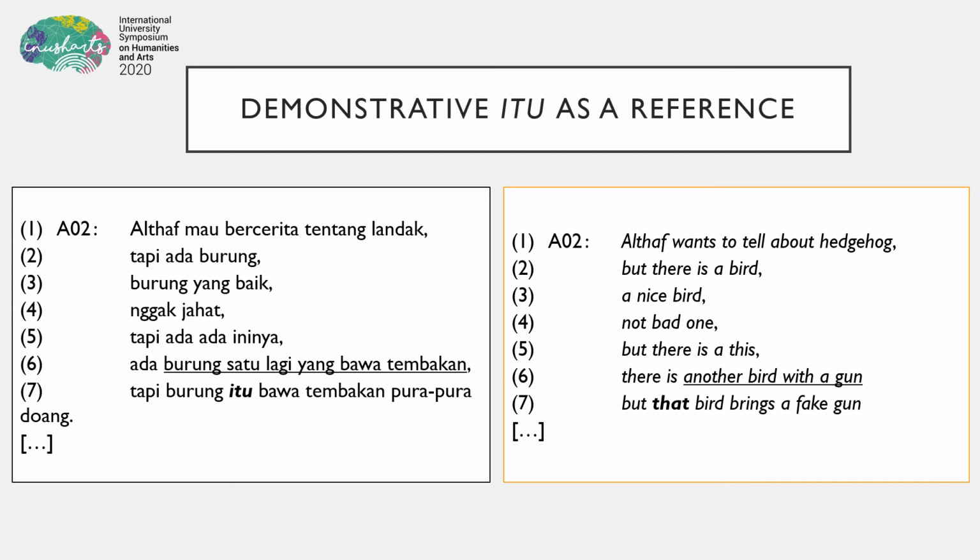Another bird with a gun. Burung satu lagi yang bawa tembakan. So he doesn't mean a bird that is not mentioned yet, but he has already stated, burung satu lagi yang bawa tembakan. So it is one of the ways of the children to connect between one character and another character, and also to connect one event and another event. So he maintained one character by saying that bird, specific bird.